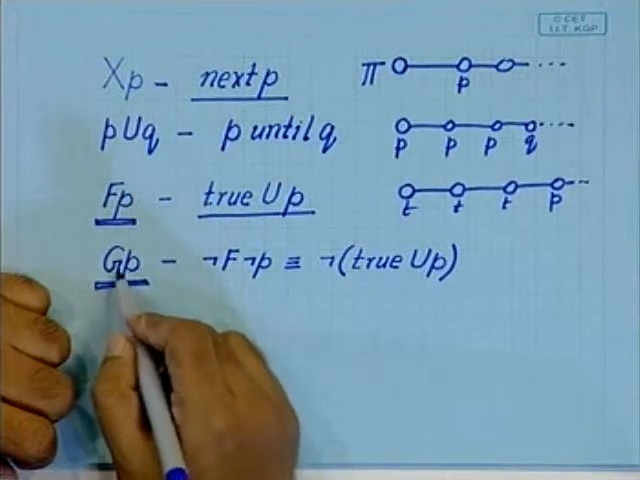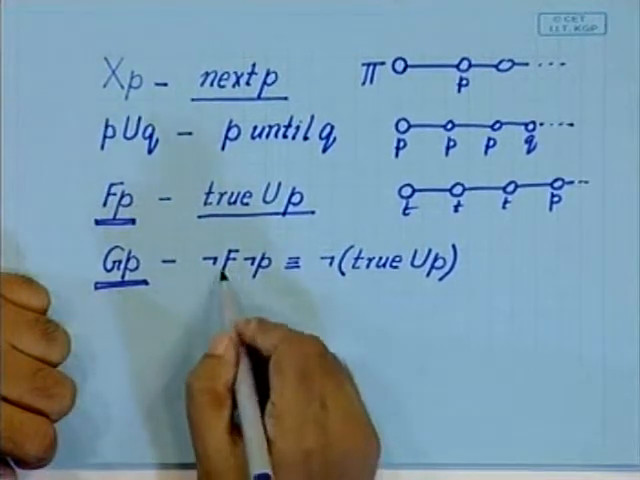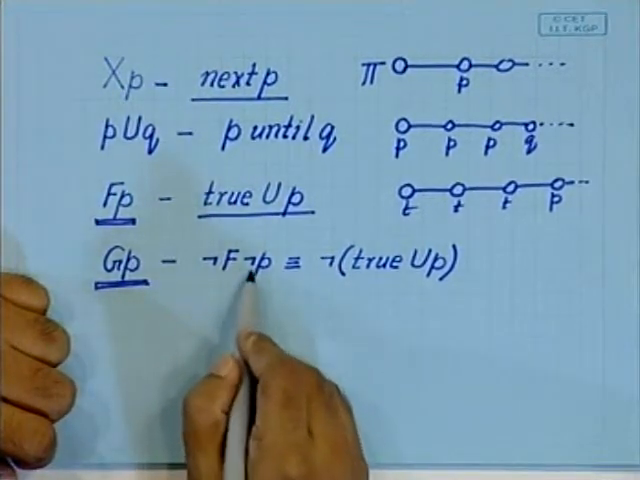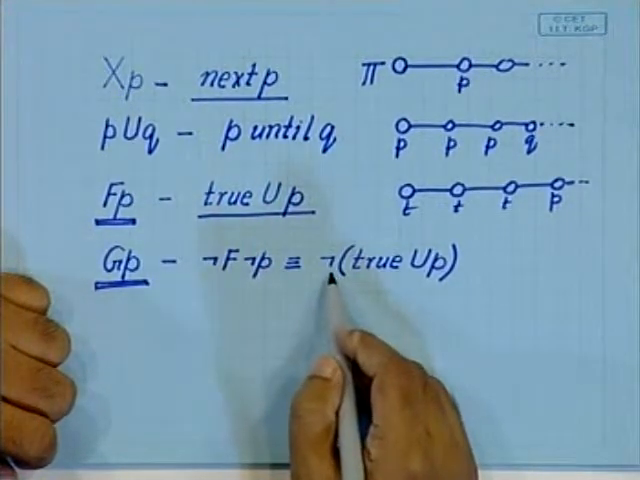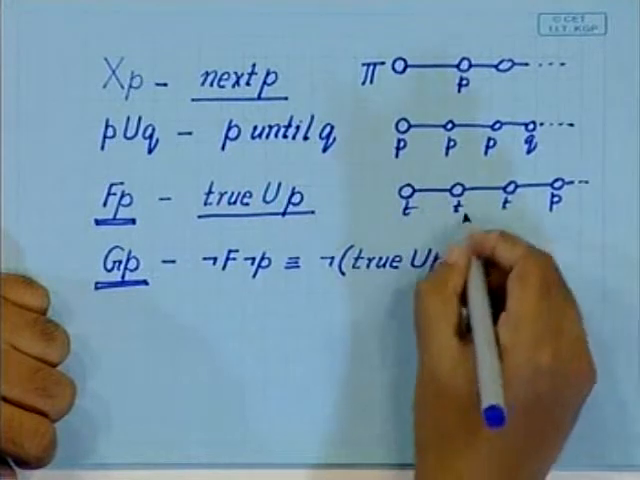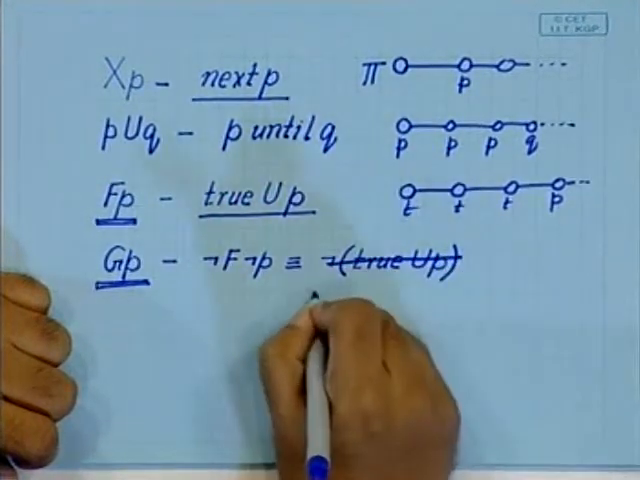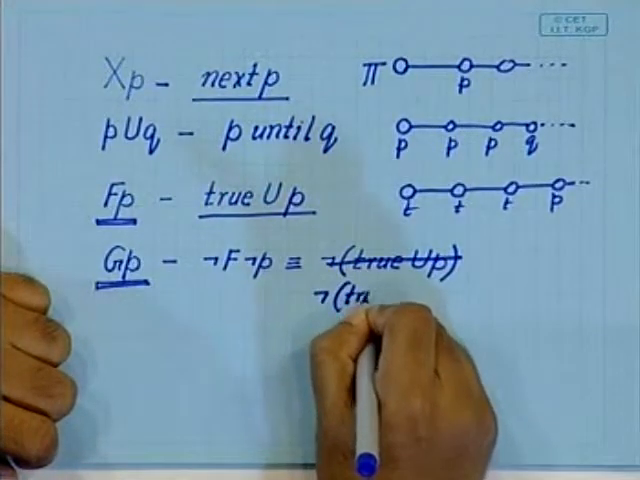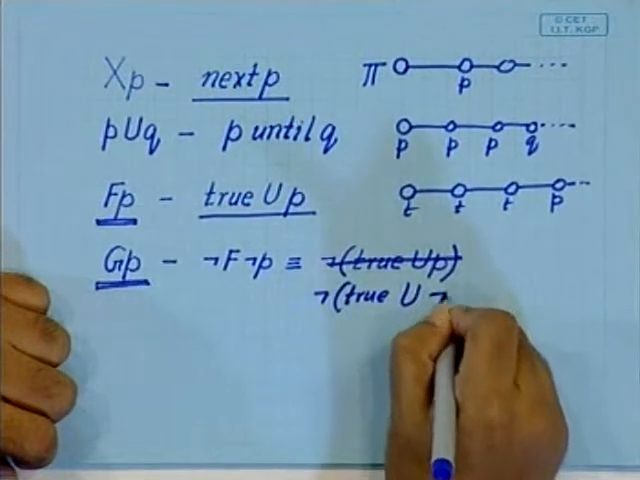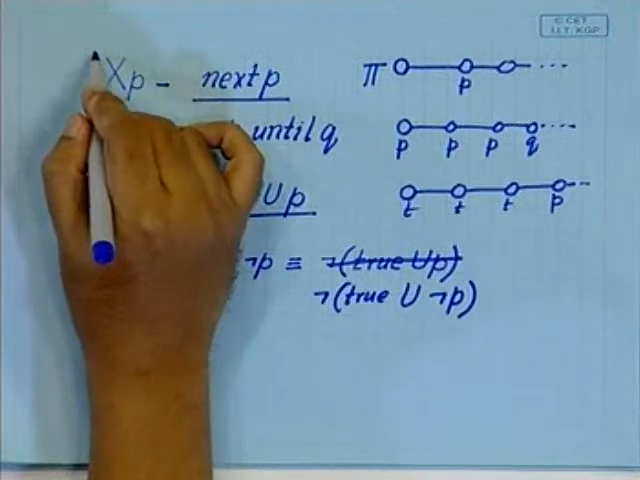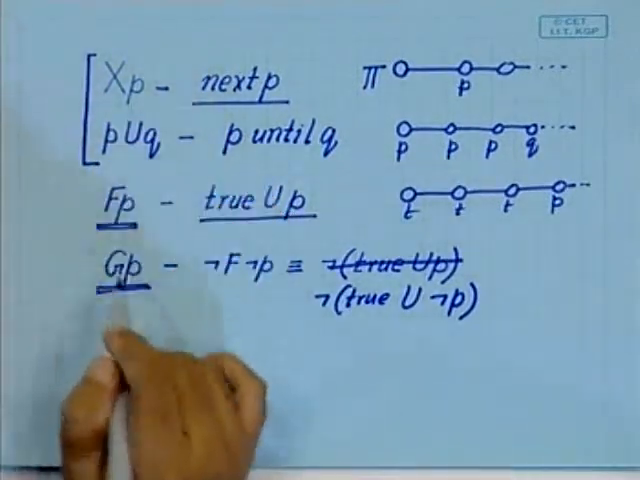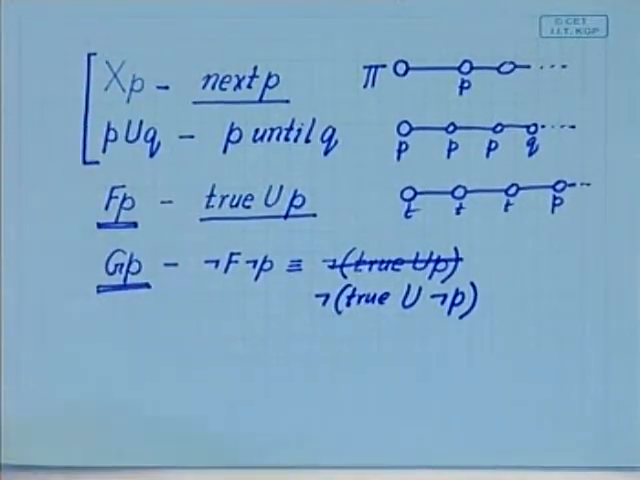In other words, if p holds everywhere, then there is no point in the future where not p holds, and that in turn can be written as not (true until not p). So, we realize that these two are the basic operators and the others can be expressed through them.